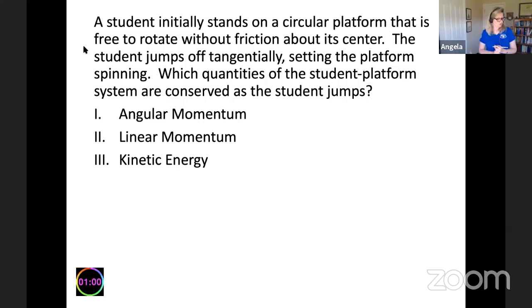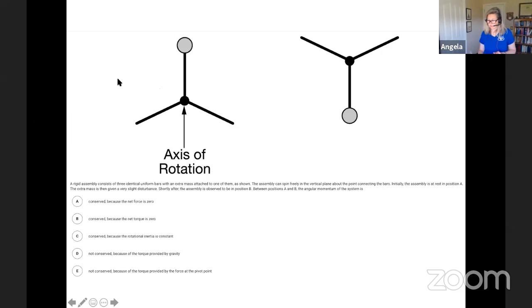Okay, so for this situation, what's important, it says rotating without friction. That means there are no external torques, so angular momentum should be conserved. Linear momentum isn't conserved because you have an external force, like there's an axle that is exerting a force on the rotating turntable, and it's not an elastic collision. Kinetic energy is not conserved. Okay, so I am going to leave you guys with this homework problem.